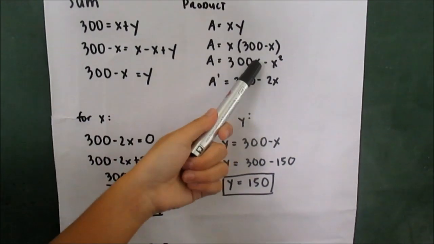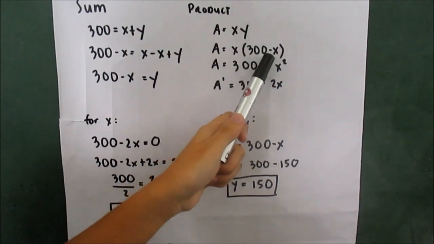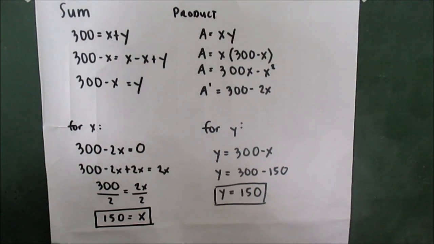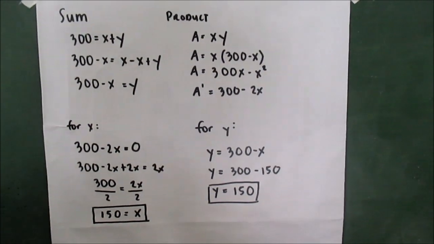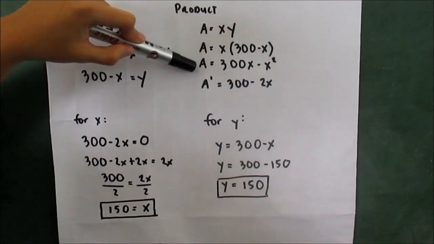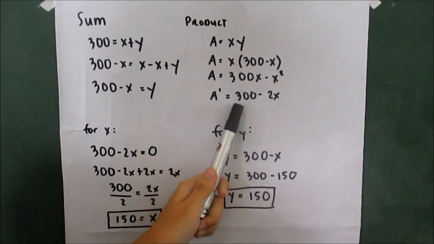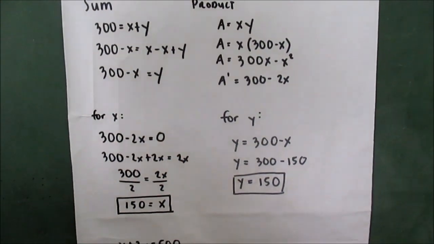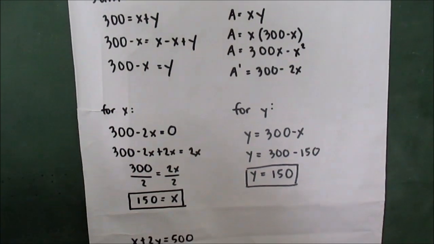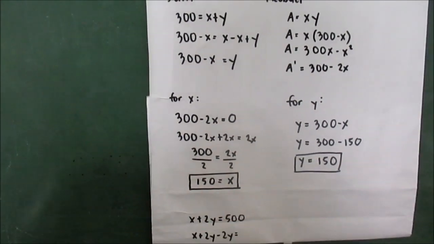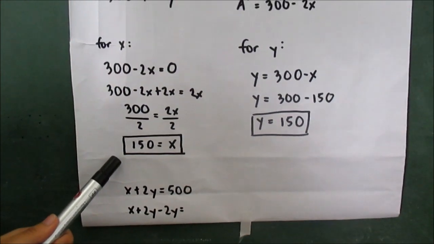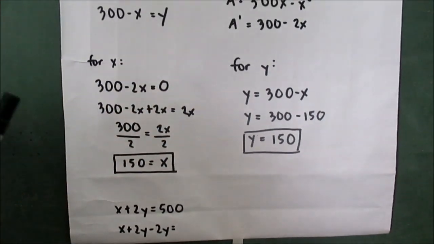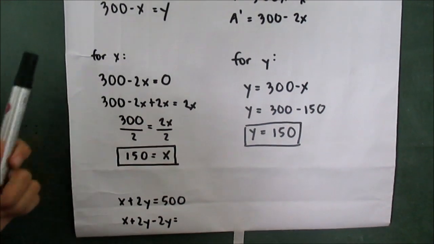Next is to distribute x to this equation. 300x minus x squared. After that is to get the derivative of this. So we have 300 minus 2x. And now we're going to find the value of x and y. And for the x, we will use the derivative, which is 300 minus 2x.